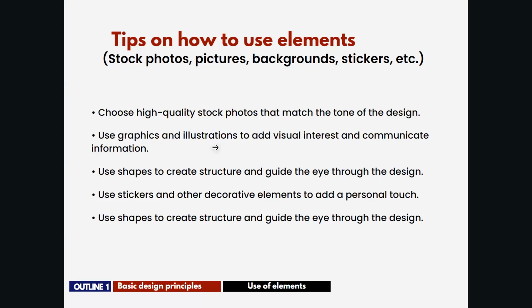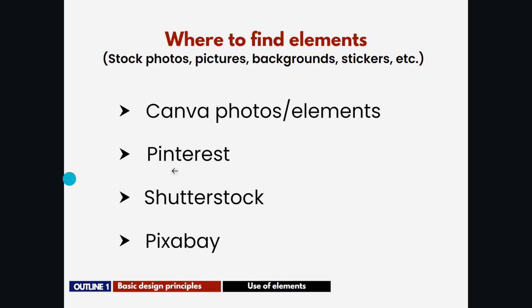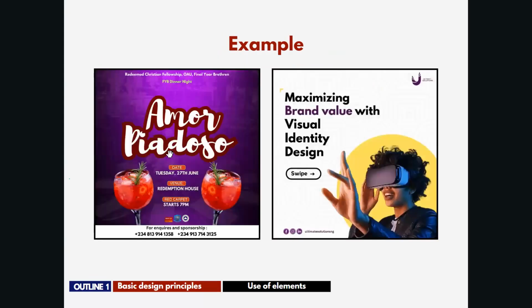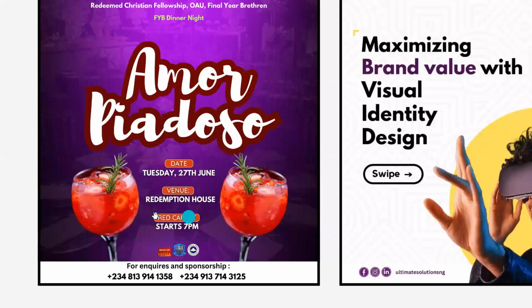I said use shapes to create structure and guide the eye through the design. Yes, using of shapes is actually very, very important. If you see this design over here, you can see I use different shapes here. Basically just one to emphasize the dates. This red rectangle like shape makes a border around the red carpet venue, and it will pop out.